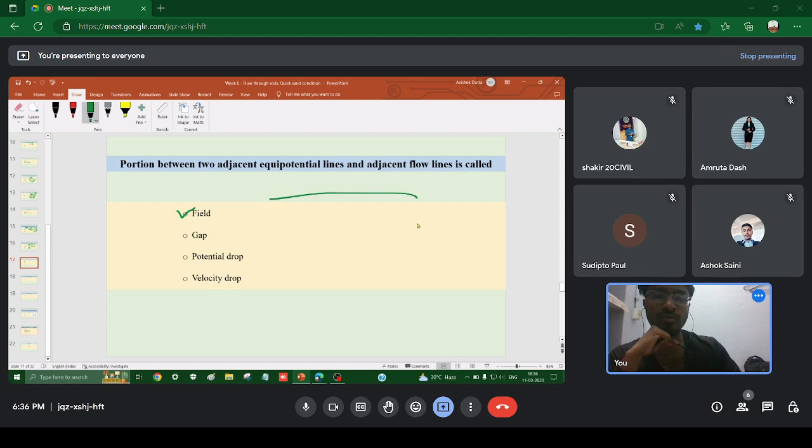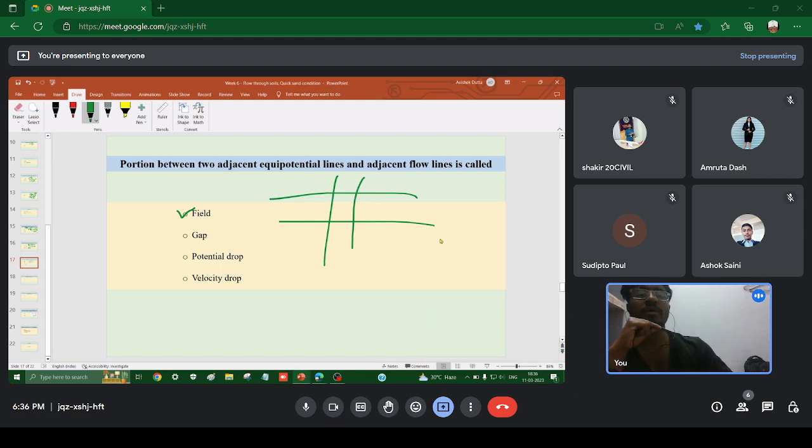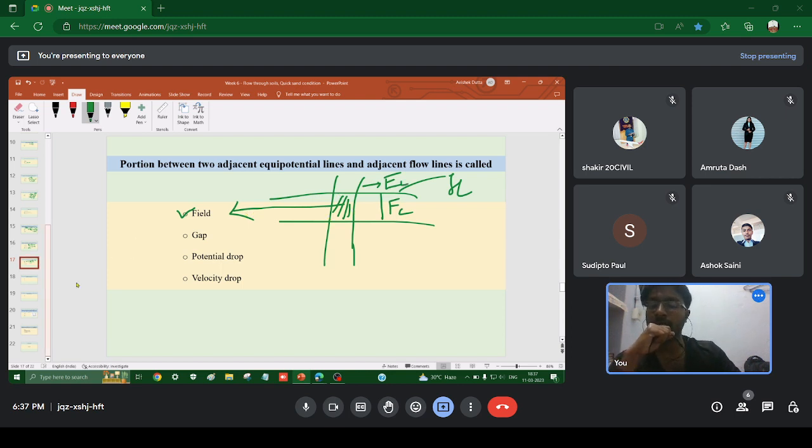This is two flow lines and this is two equipotential lines. You can see the difference. You can find the derivation of the formula Q equals KH NF by ND in any textbook. This is the portion I'm referring to. This portion is called field. Okay, this portion is called flow channel. And this is the flow line. This is the equipotential line. This is called field. Good. Next question.